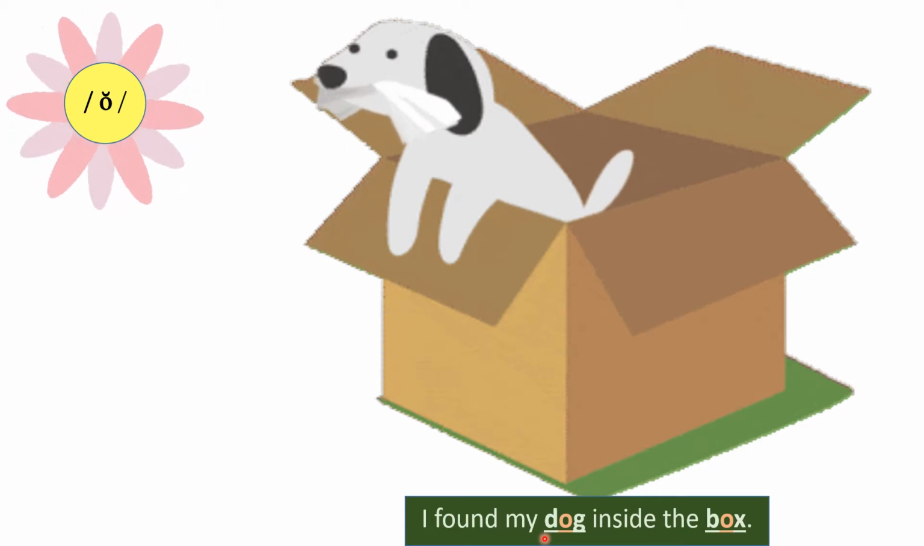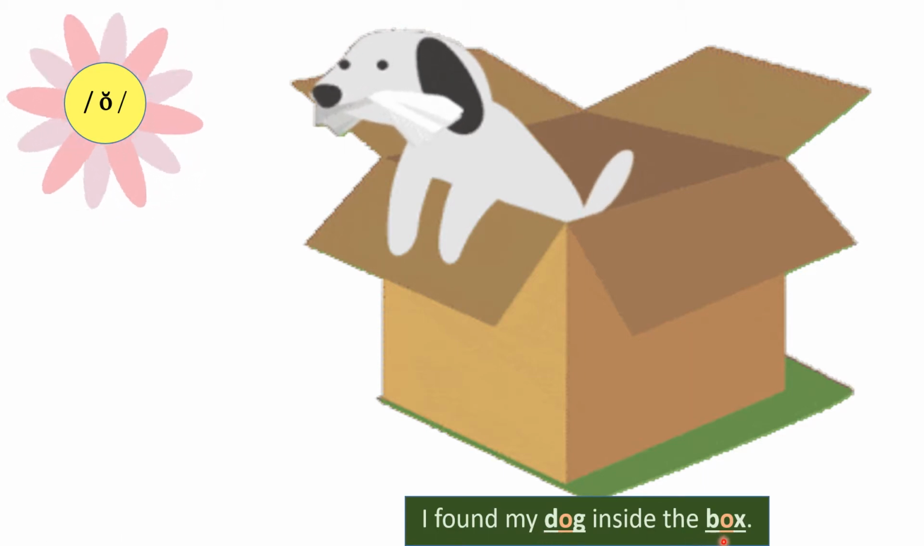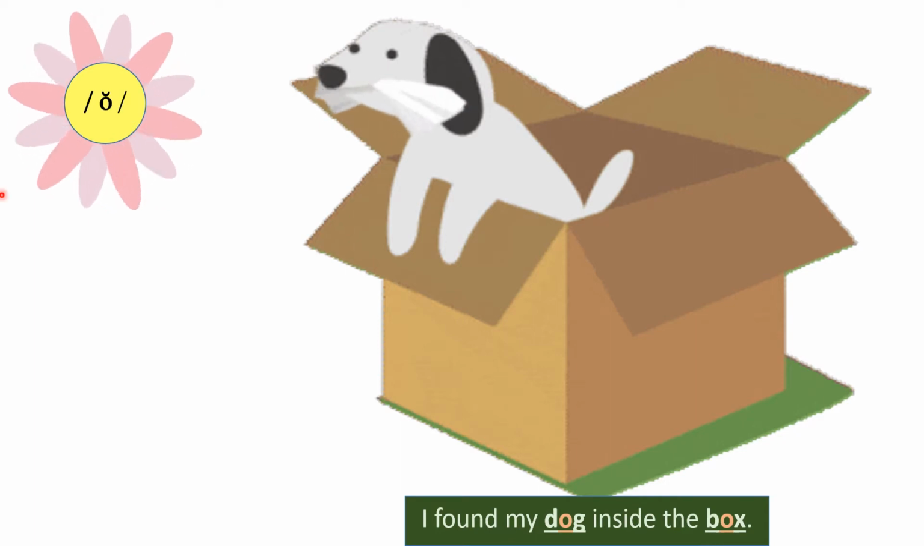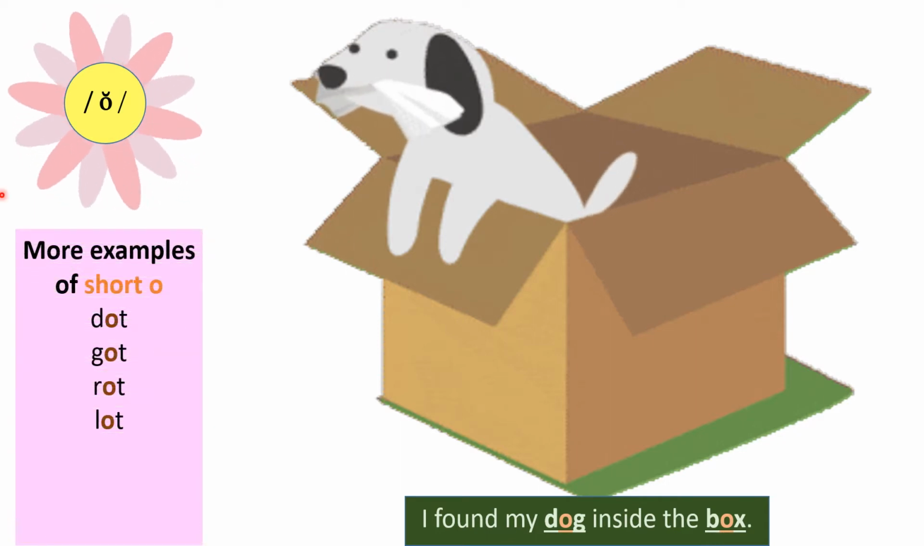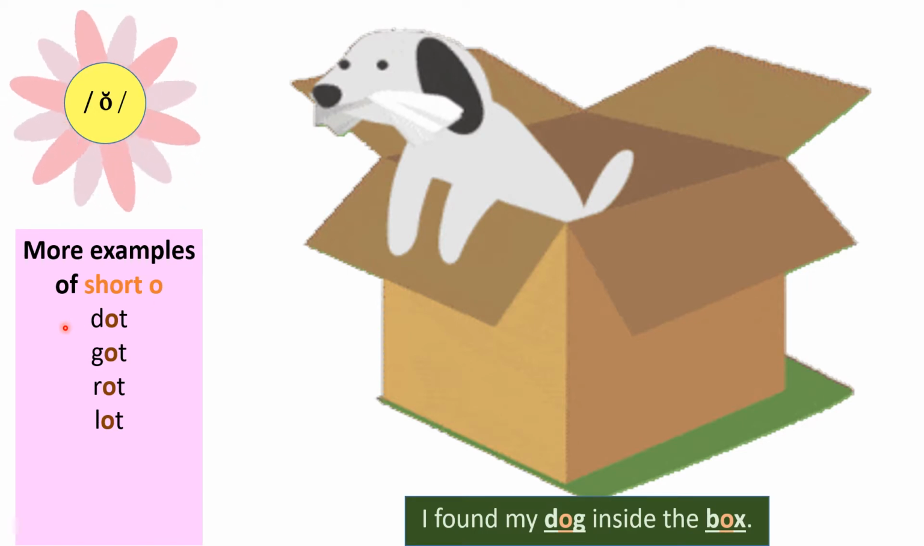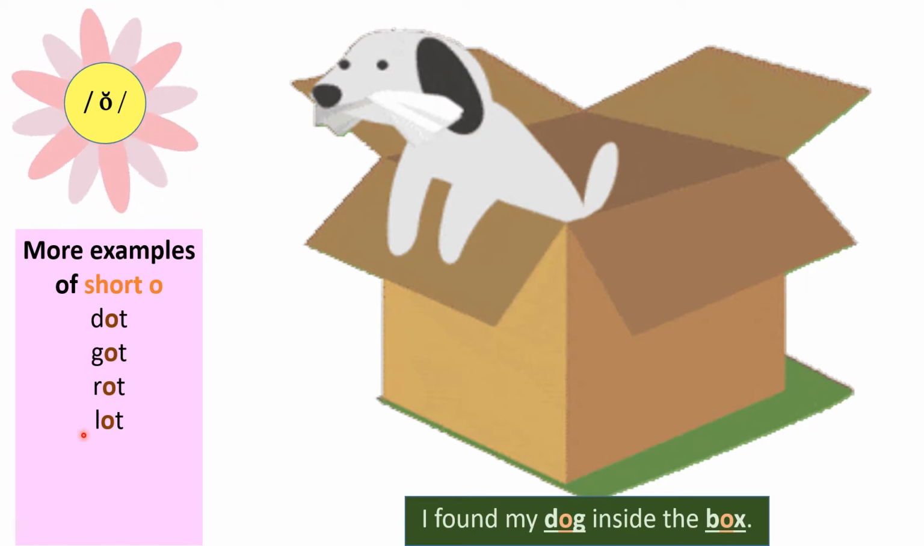Now you can find the same sound in the word dog and in the word box. Now let's read the sentence here. I found my dog inside a box. We have here more examples of short O. We have the words dot, got, rot, and lot.